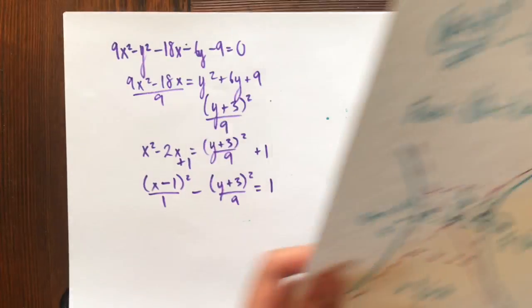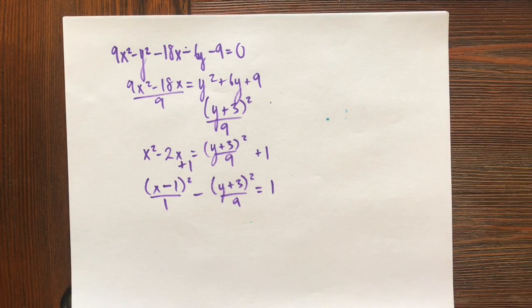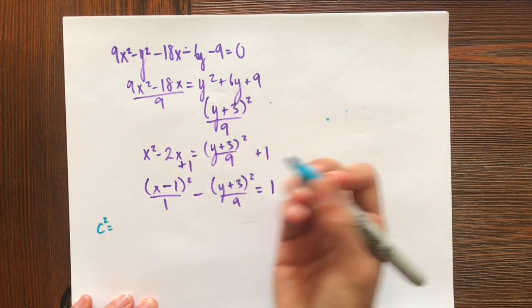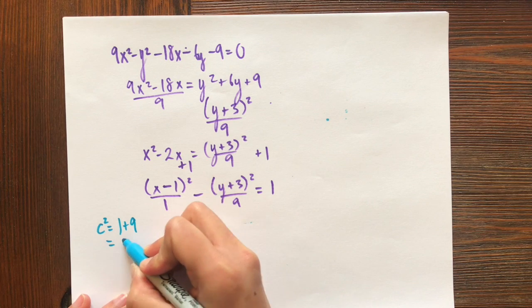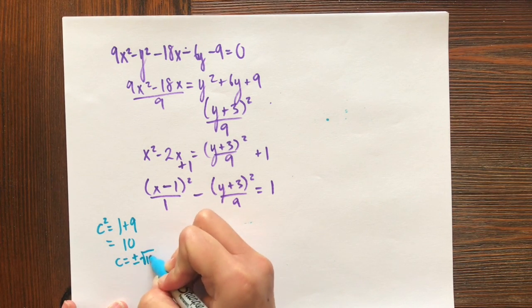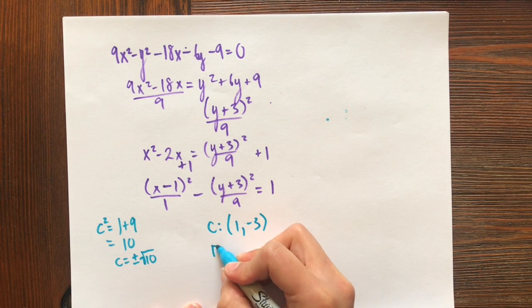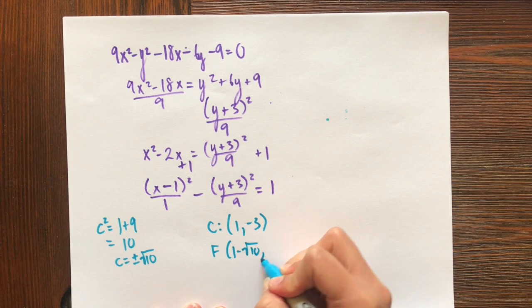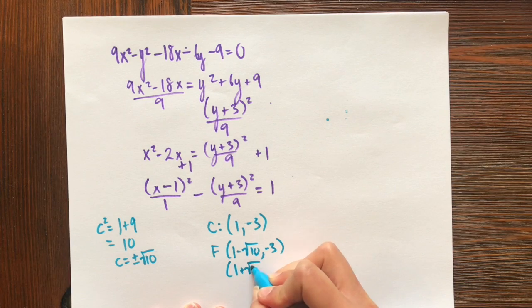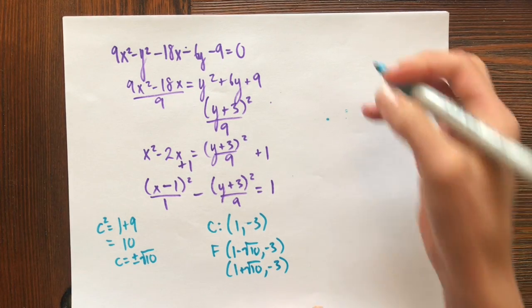So I'm going to take a look at what c squared would be equal to. I'm going to add the two bases to figure that out. So c would be equal to plus or minus rad 10. The center of this hyperbola here is whatever makes that x portion 0 and the y portion 0. So it would be 1, negative 3. So the foci are going to be 1 minus rad 10, negative 3, and 1 plus rad 10, negative 3.